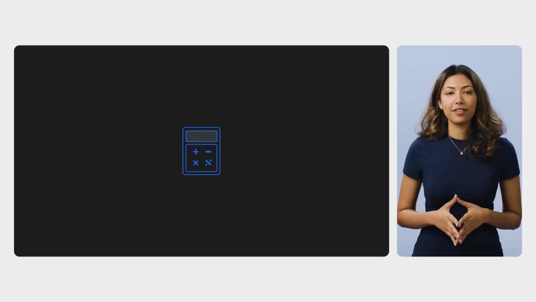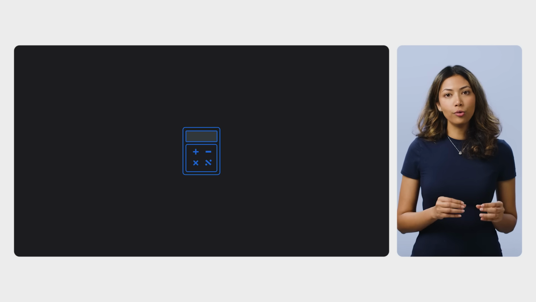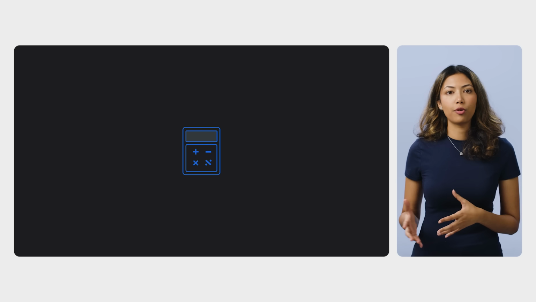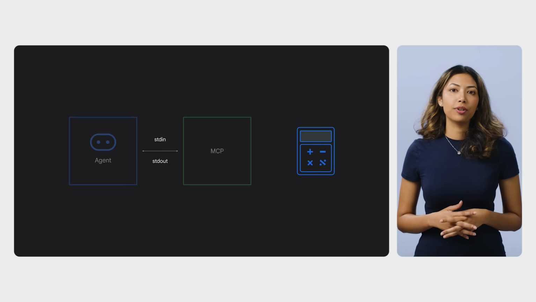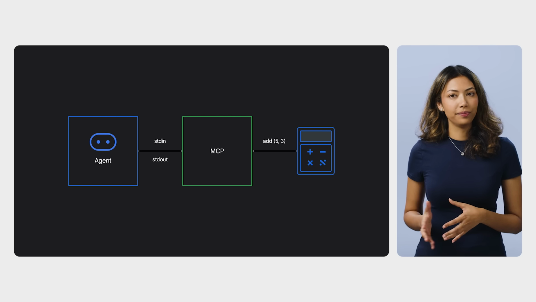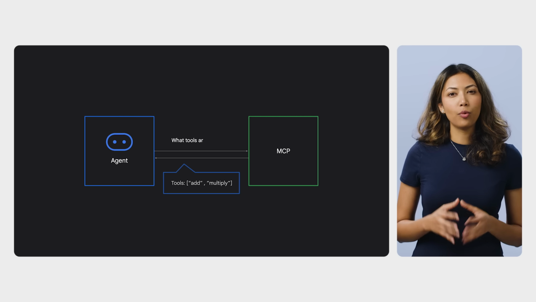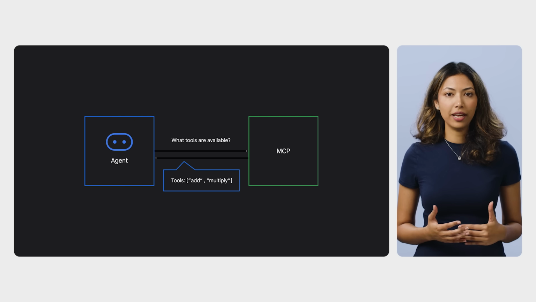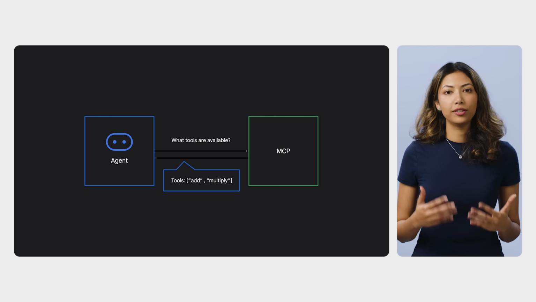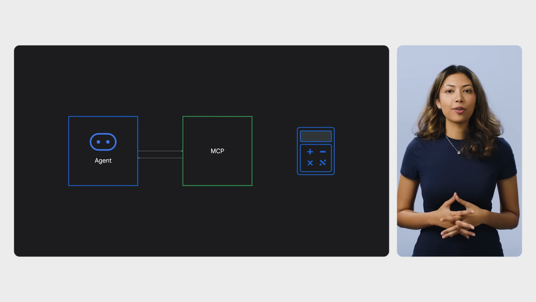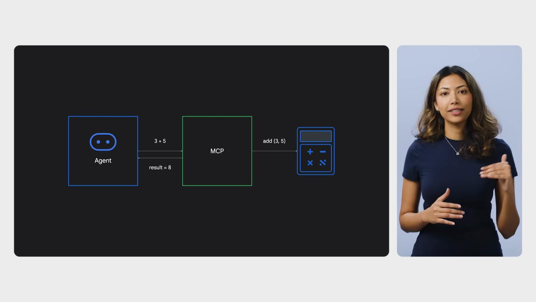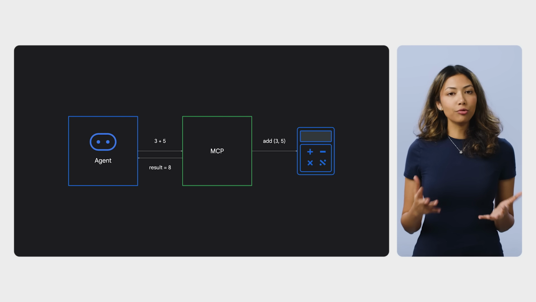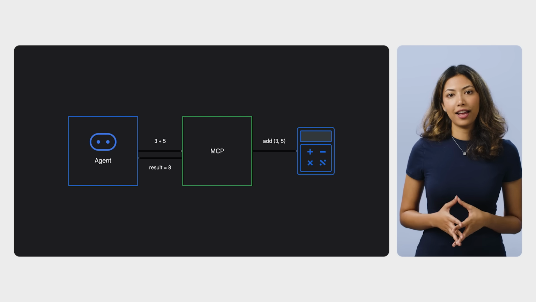So here's how it works. The tool runs as its own little program, usually in its own process. The agent connects to it over standard input and output. And then the agent asks, what tools do you have? The MCP server replies with a list of tool names, their arguments, and what they return. Then the agent says, okay, call this tool with these arguments. The tool runs and the result comes back as JSON.